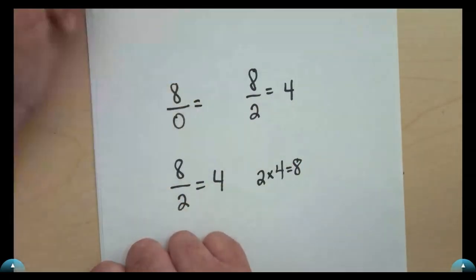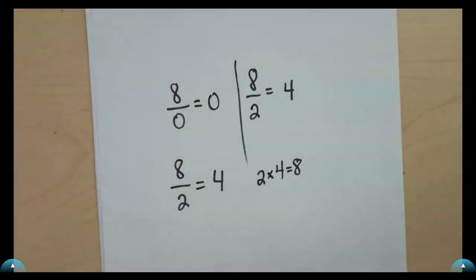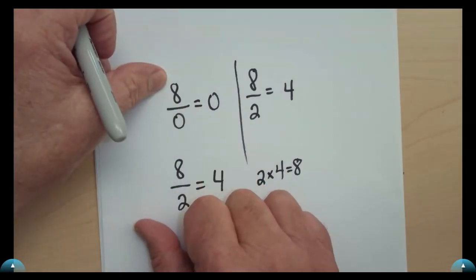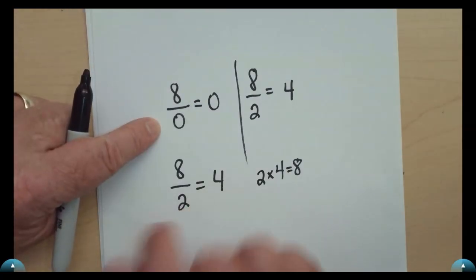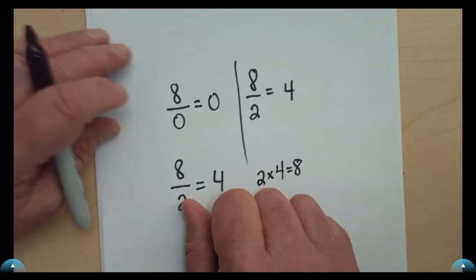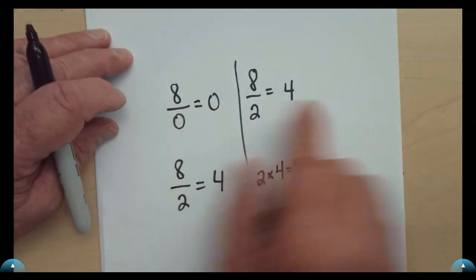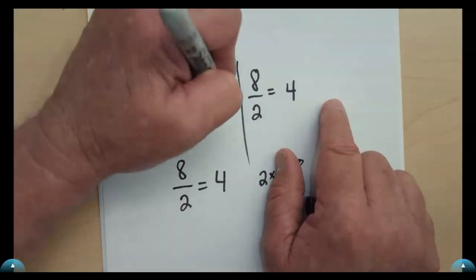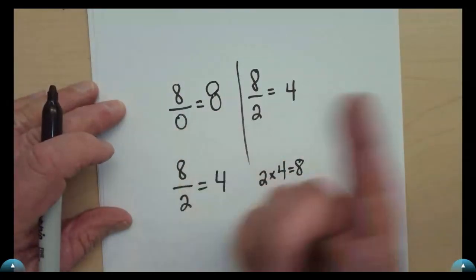So 8 divided by 0, do you see why that can't possibly be equal to 0? Because is 0 times 0 equal to 8? No, it's not. Then this must be the wrong answer. 8 divided by 0 is literally asking us, what number do I multiply 0 times to get 8? Do you agree there is no such number? It doesn't matter what number. Let's say I put 8 out here. Well, 0 times 8 is 0, right?